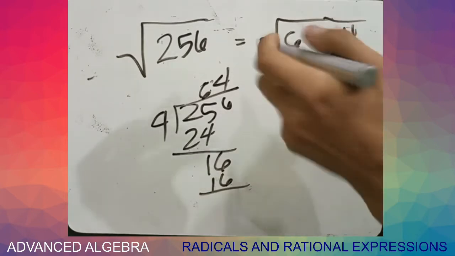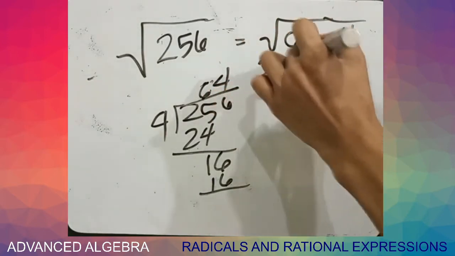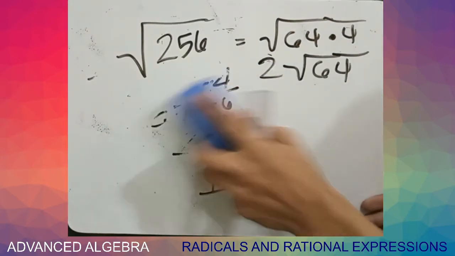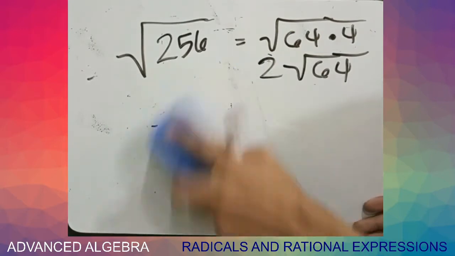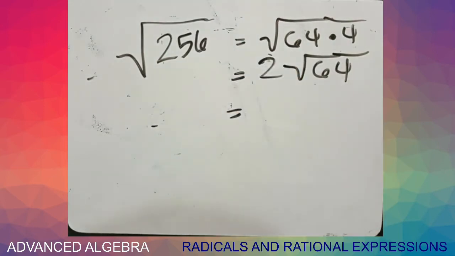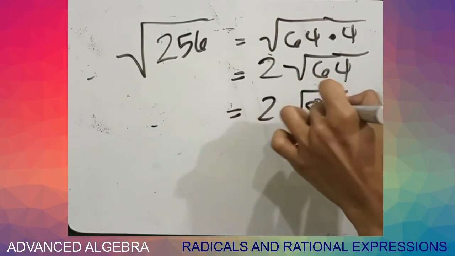Okay? So, ano square root ng 4? 2. So, ilalabas mo na siya. Okay? 2 the square root of 64. Meron pa bang factor sa 64? So, what do you think? So, meron pang factor sa 64 na may perfect square root. So, hanapin natin. Okay. So, anong perfect square root ng 64? So, di ba? 8 times 8.